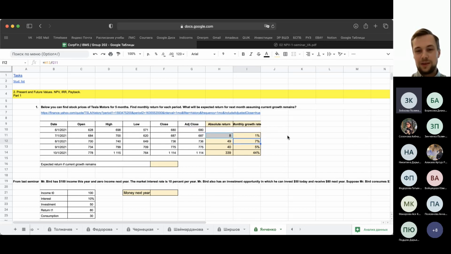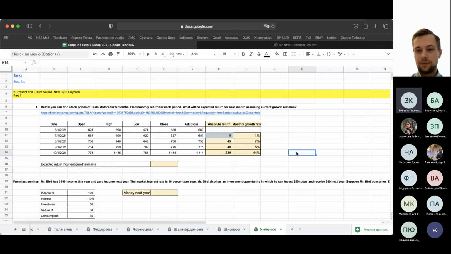So does anyone have questions about it? As you see, the price of Tesla from September to October 2021 grew by 44%, like added a half of the price. Yes. Okay. If no one has questions, let's proceed.